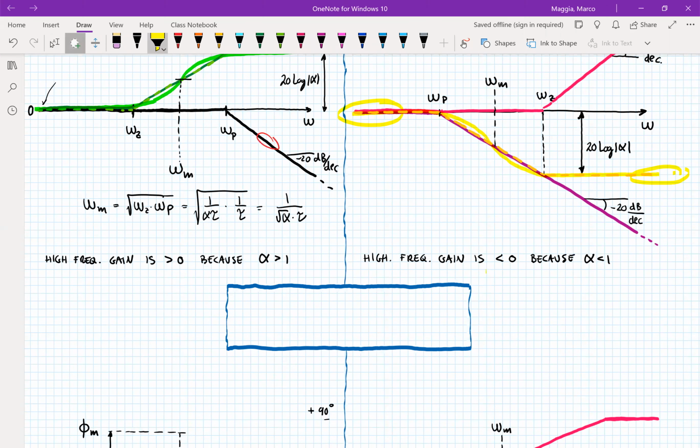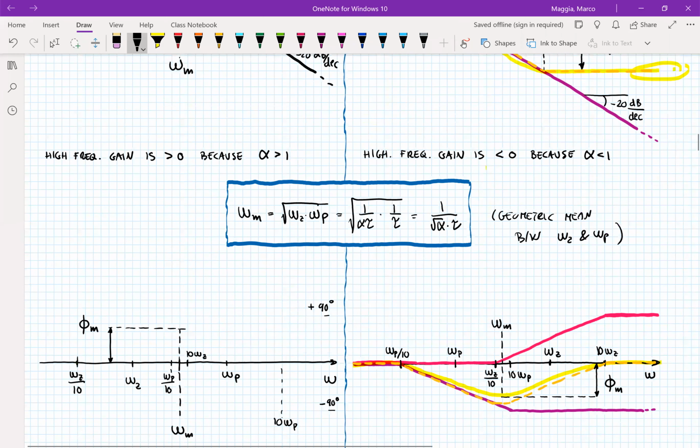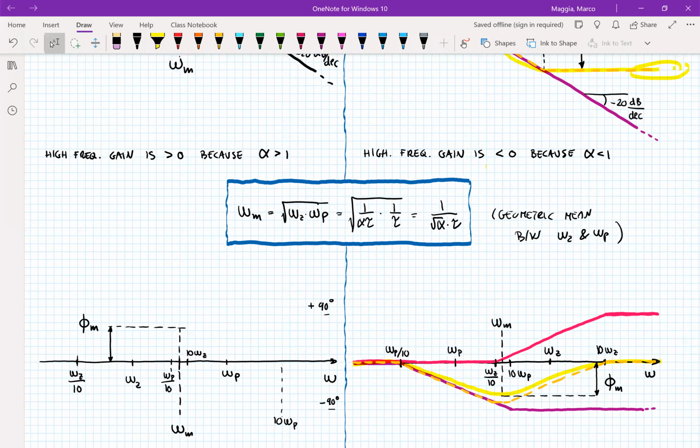Actually, here in this box, I was going to write exactly this, so we can just drag this over here. So this is the geometric mean or average between omega z and omega p. Okay, so now we're ready also to draw the Bode plot for the phase.